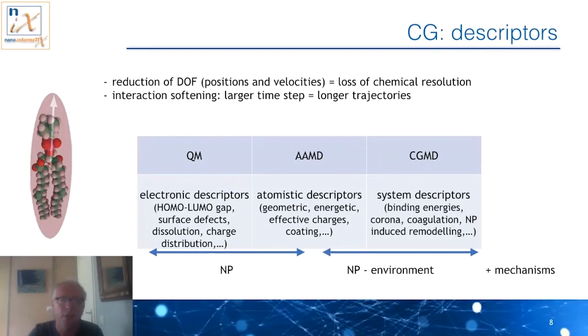And what you can also see is that the lower levels, so the QM and the all atom MD, give you information about the nanoparticle, and the higher levels, so the AA MD and the CG MD descriptors, give you an idea of the nanoparticle environment interactions and also some of the mechanisms.